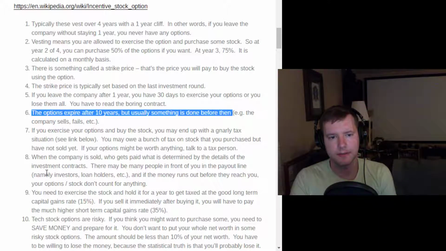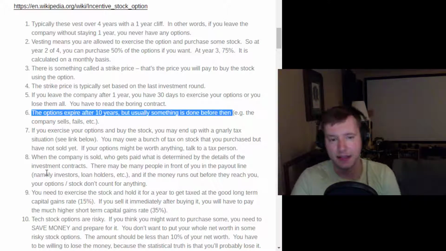And so I don't want to get too far into that, but I just want you to be aware that, just taking what you think the company would sell for and dividing by the number of shares, it's not really going to definitively tell you how much you would actually get paid in the case of an exit. And of course, if the money runs out before it reaches you in that payment line, then you're not going to get any money.